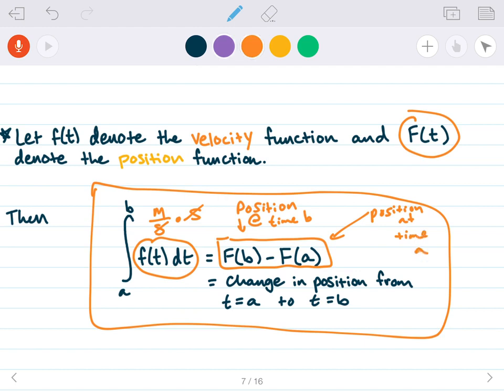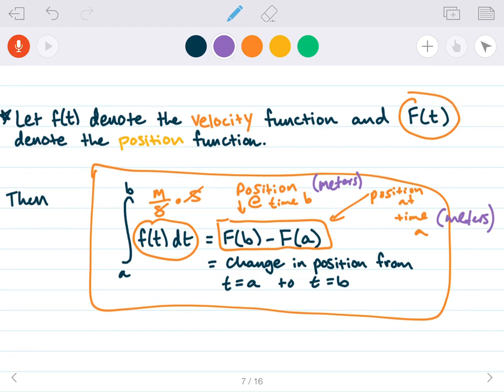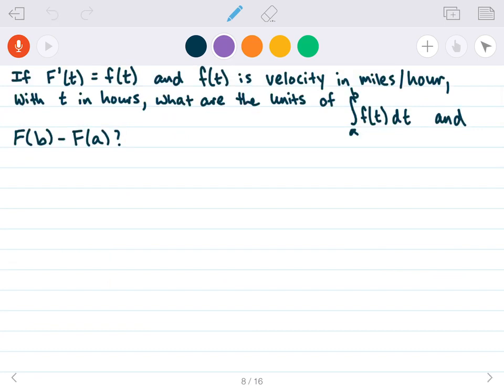And this first position is going to be in meters, as well as the second position. So if I have some amount of meters and I take away another amount of meters, well, that means that my unit should be in meters, right? So that's another way to look at it here.